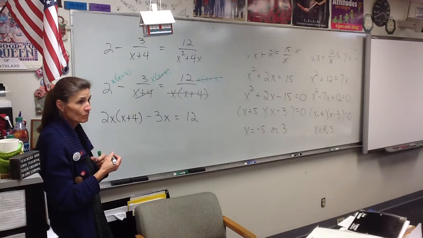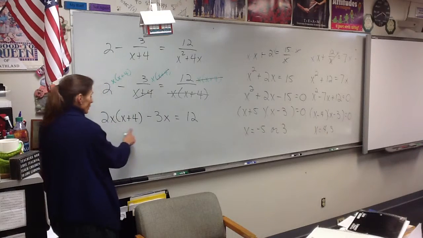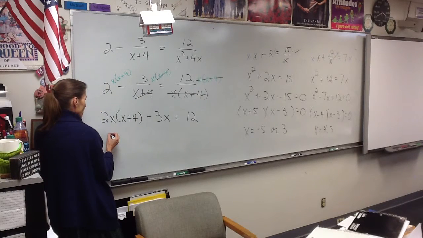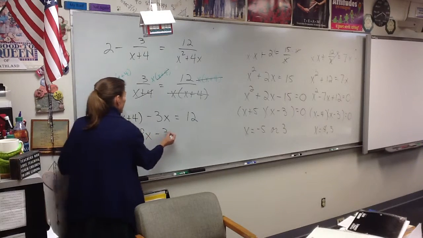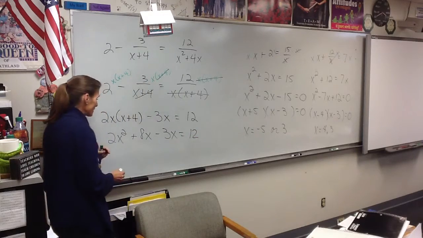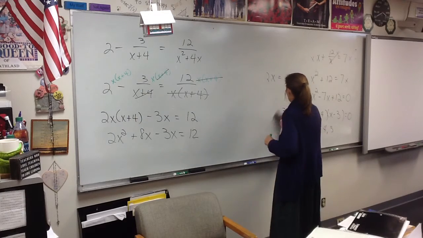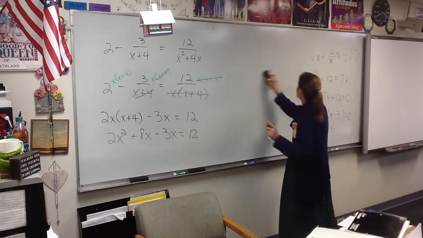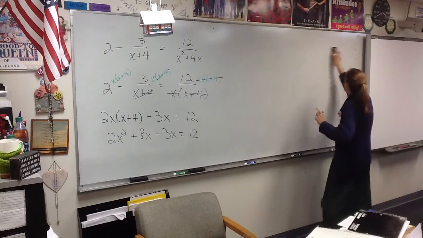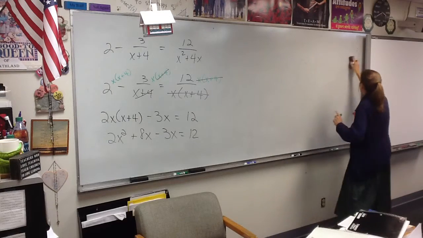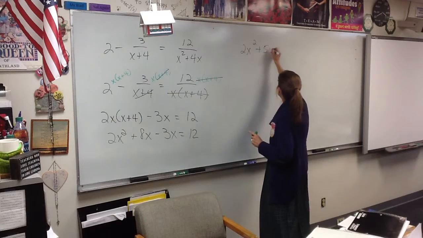Jake, you got it? So far so good? All right, let's distribute here. What do I get when I distribute? 2x squared plus 8x minus 3x equals 12. What am I going to do with that mess? Let's collect like terms and maybe get it set equal to 0. So 2x squared plus 5x minus 12.